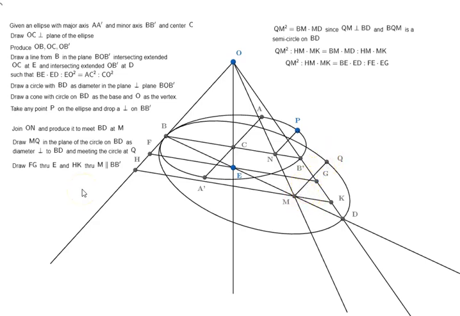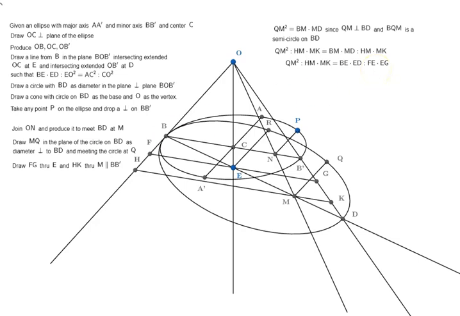Similarly, we can draw a perpendicular ER on BD, in which case we end up with RE square is equal to BE times ED. Here, since it is the same semicircle and HK is parallel to FG, the ratios will remain the same. That is, the ratio BM times MD is to HM times MK will be the same as BE times ED is to FE times EG.